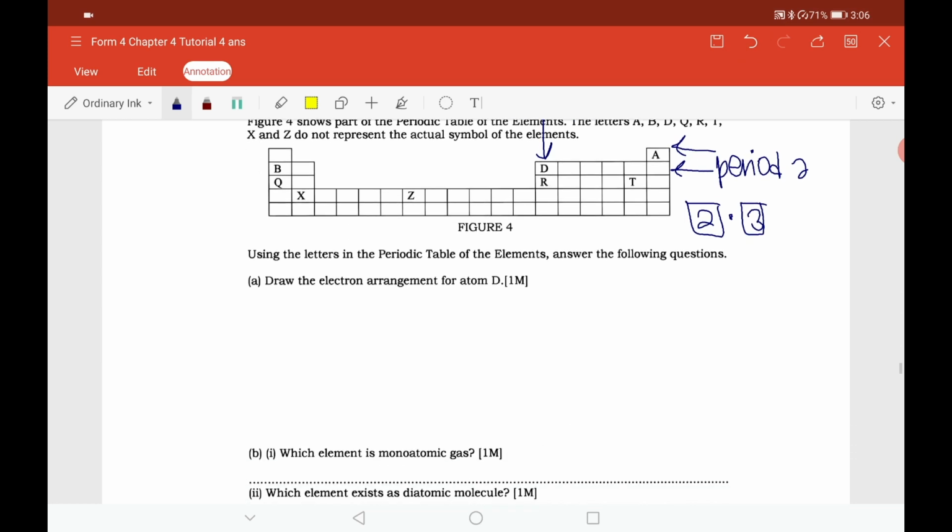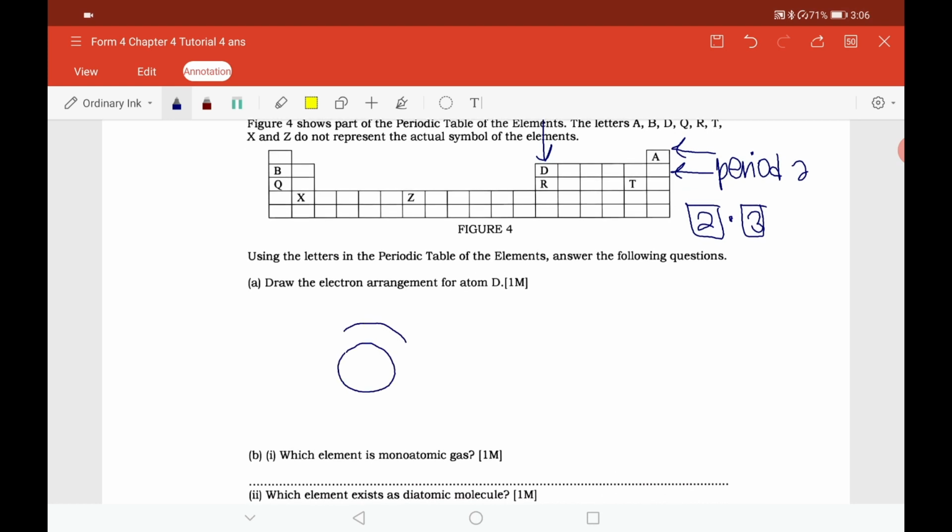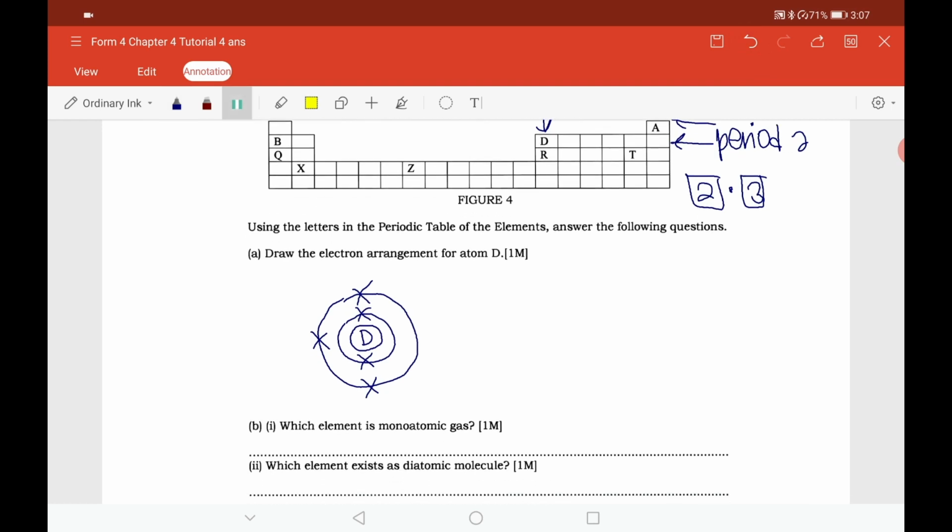Now we want to draw it. How to draw it? First of all, we must draw 2 shells. The first shell has 2 electrons, and the second shell has 3 electrons. So 1, 2, and another one you can put here or here, no problem. Don't forget to draw a small circle, which is the nucleus. In this circle, don't put any electron. You can put the symbol D inside. So this is the electron arrangement for atom D.